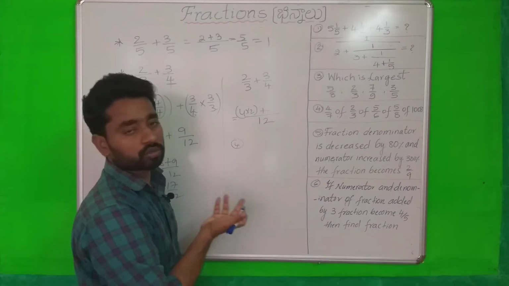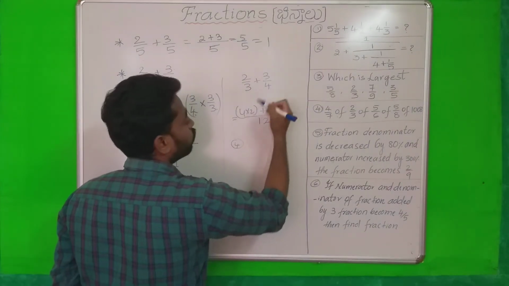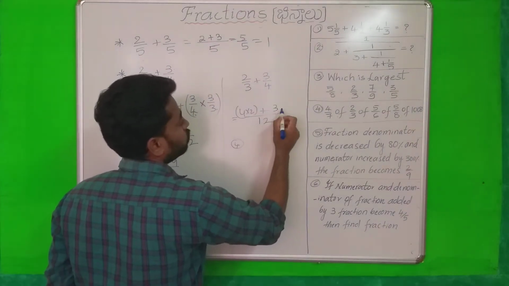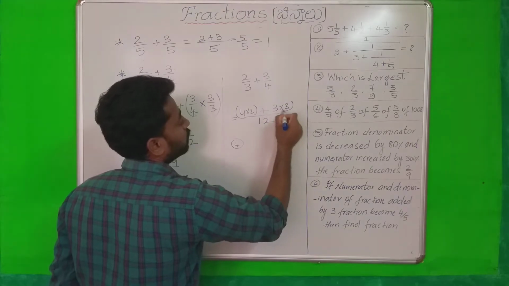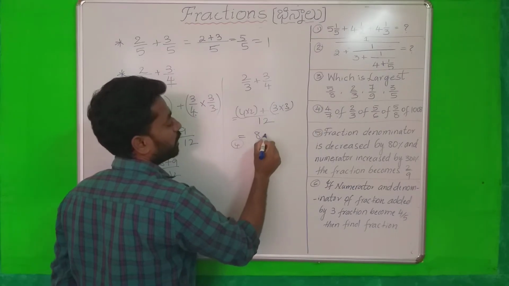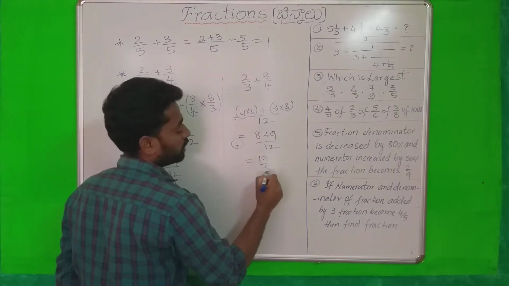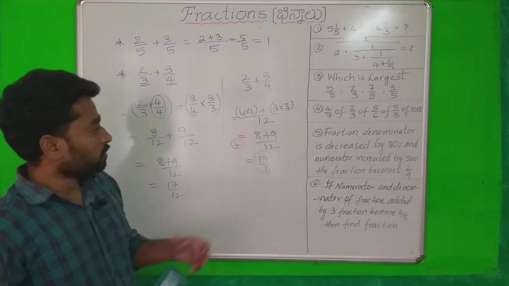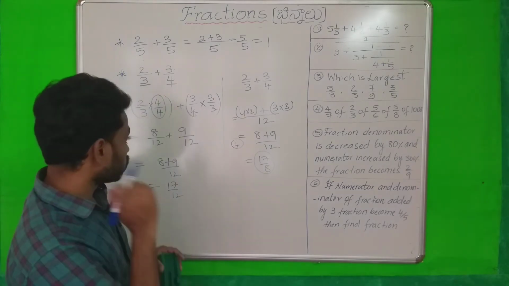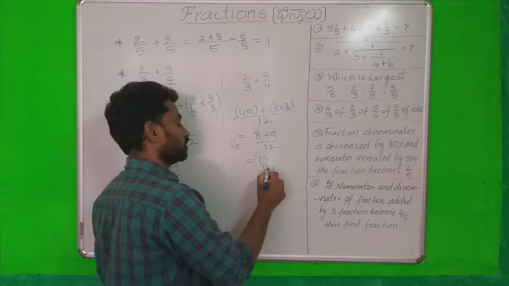If it is minus also, same process. And 4 3s are 12, so 3 into 3. So again 4 2s are 8, 3 3s are 9 by 12. So 17 by 12. So this is the process.